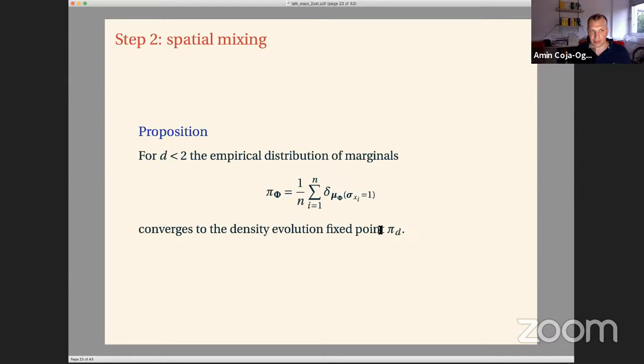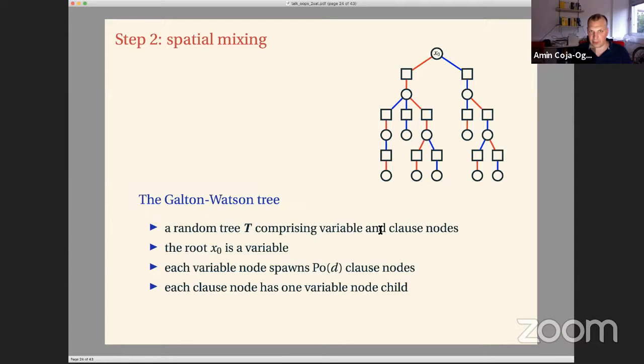Okay, like I said, the main step is going to be spatial mixing. The main step is going to be to prove that if I take two variables in my formula that are far apart from each other, then their joint distribution factorizes. The truth value here doesn't tell me a whole lot about the truth value over here. And in order to prove the spatial mixing property, it turns out that fortunately, we can exclusively work on tree formulas, on two-sat formulas that don't contain any cycles. Specifically, we can exclusively work on the two-sat formulas that are described by this Galton-Watson tree that captures the local structure of my random formula.